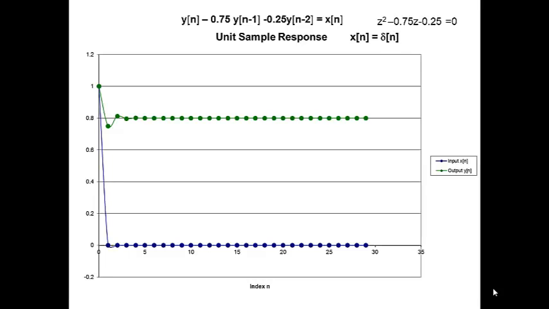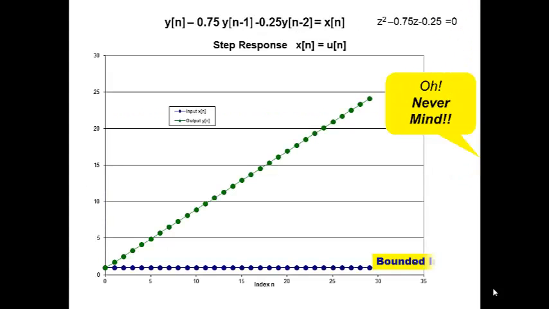But again, if I can find any bounded input that makes it go off to infinity, then it fails. And it turns out it's pretty easy to. If I put in the unit step function, it looks like we have a bounded input, but I put a unit step in, and off it goes. Now, why? Let's see if we can figure out why that would be.